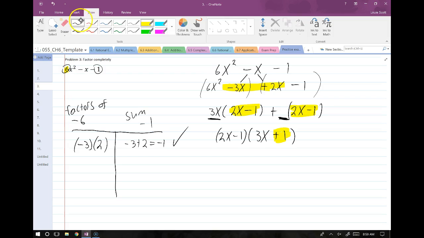So anyway, this is our final answer here. If I want to check this answer, I go ahead and FOIL it out, and I make sure that it actually equals the polynomial that I was originally breaking down.